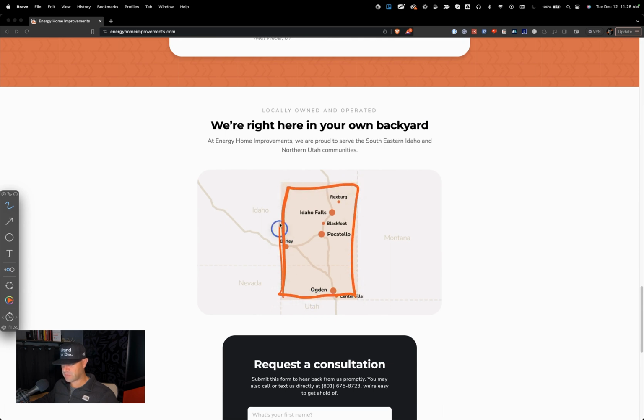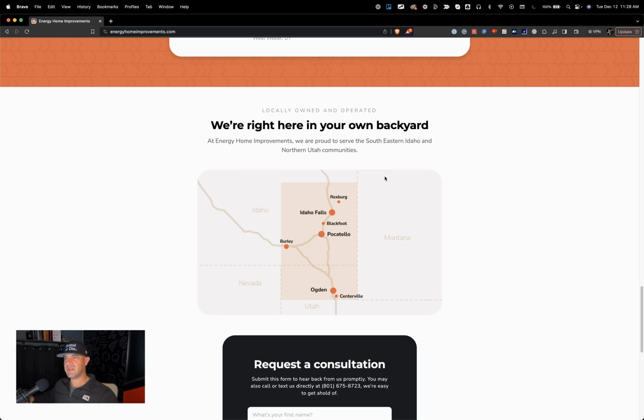So they have a very specific area in which they operate. We've highlighted some of the main cities so that people get an idea, hey, this is a local company, and maybe I can get a really great deal from these guys. They're not one of these big, giant national companies. They're probably going to take more care of my house and do a better job.